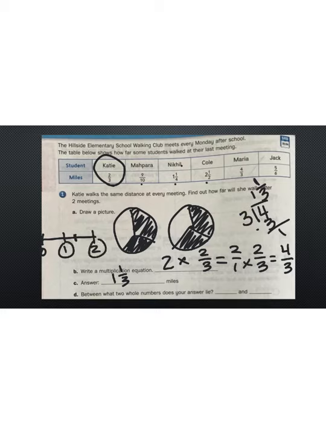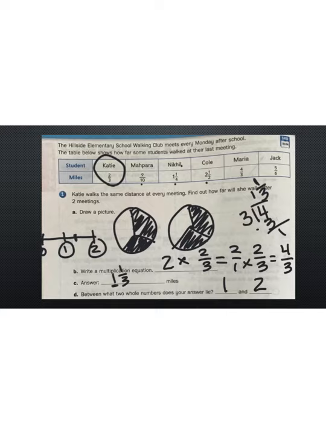Okay, so here's a clue for you. If you're looking for between which 2 whole numbers does your answer lie, if there is a whole number in your mixed number, use that number as your first digit. So we know that the first whole number that it lies between is 1, and then the next whole number after 1 is just 2. Okay, and then you can see here on the number line how that makes sense.